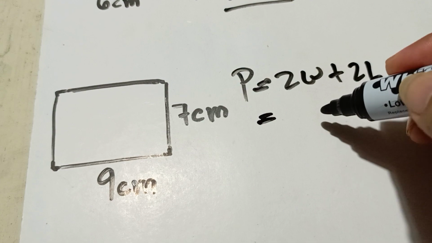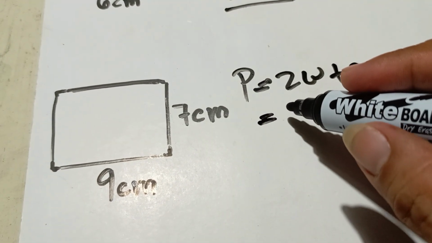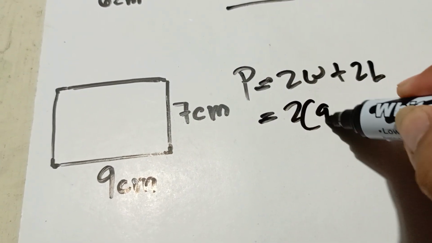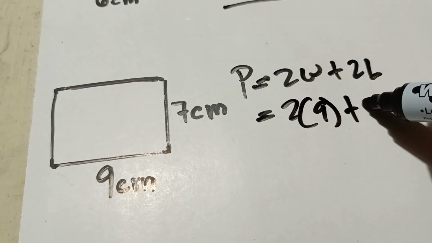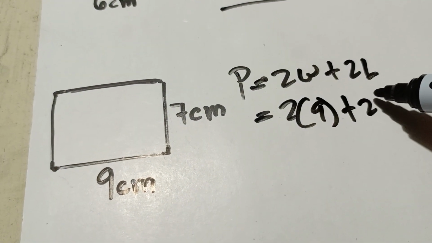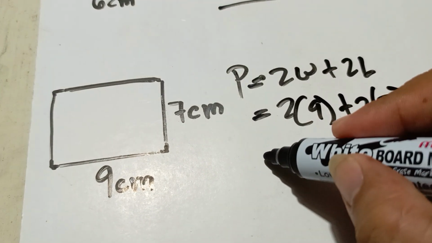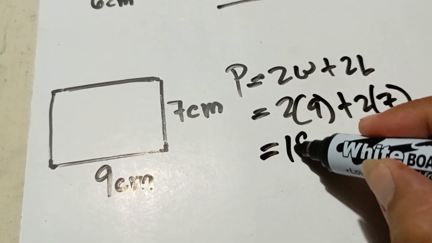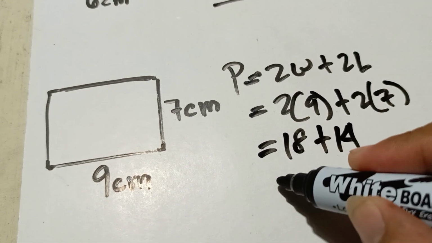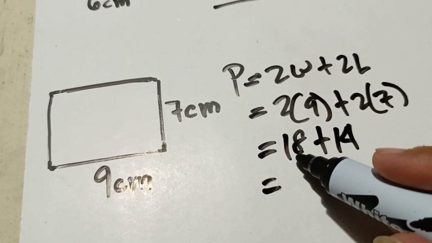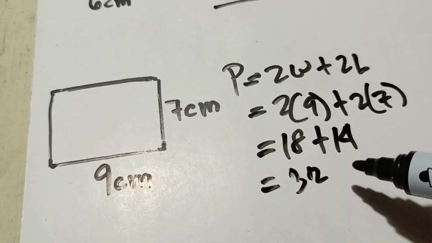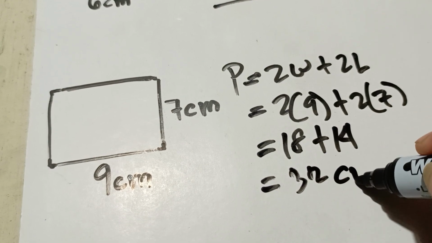Perimeter is equals 2 times width plus 2 times length. Width is 9 centimeters, length is 7 centimeters. 2 times 9, 18, plus 2 times 7, 14, is equals 18 plus 14 is equals 32. 32 centimeters.